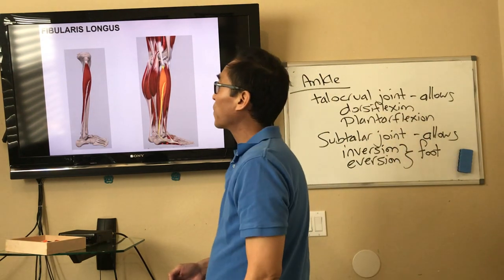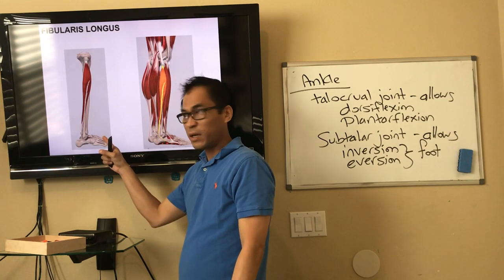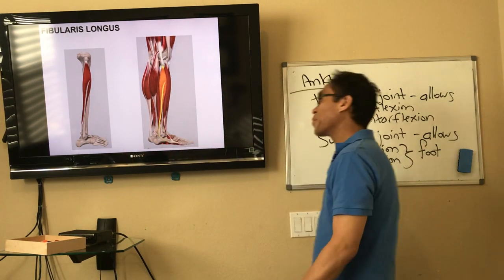All right, moving on. Here is the fibularis longus, and we're talking about the lateral leg here. So here it is by itself. Here it is with the rest of the muscles.